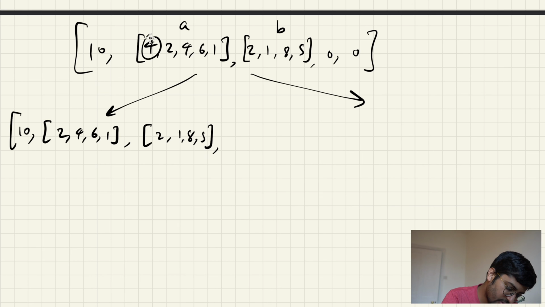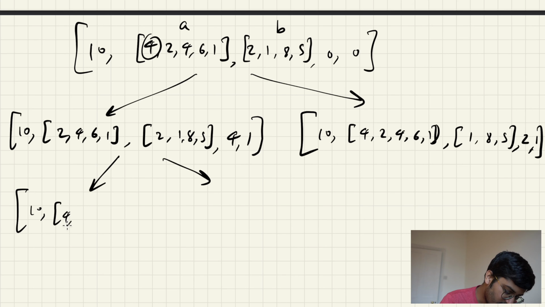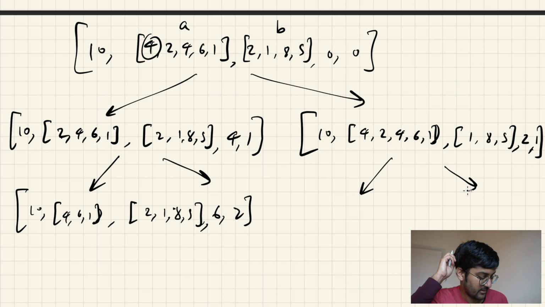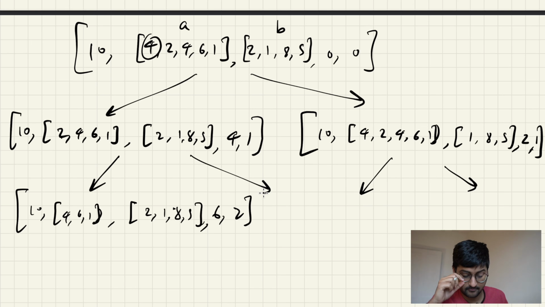Sum will be the one we have removed, 4. So it will be 0 plus 4, 4, count plus 1. But if I go here, this will be 10, this will be 4 2 4 6 1, this will be 1 8 5, this will be 2, this will be 1. Now again, 2 pointers here, 10, this will be 4 6 1, this will be 2 1 8 5. Now we removed 2 from here, so 2 plus sum so far, 2 plus 4, 6, count is 2. Similarly for here you will do the same thing. Here you will remove now B. So on and so forth.